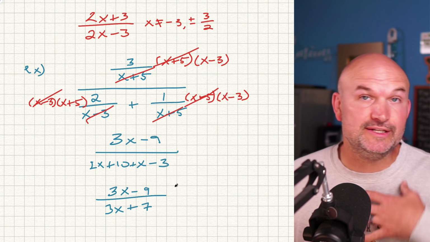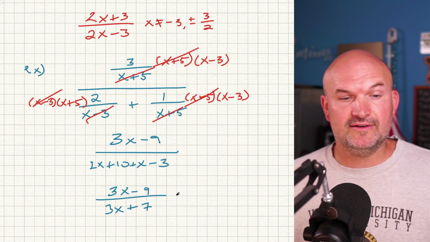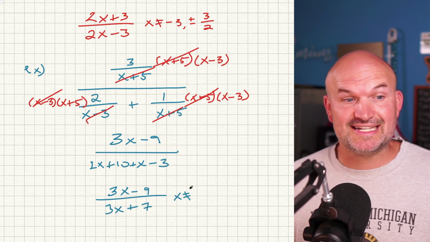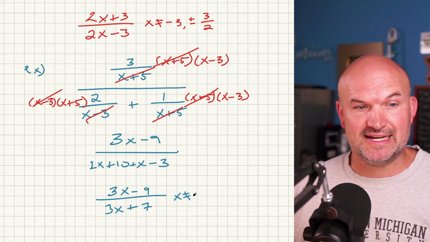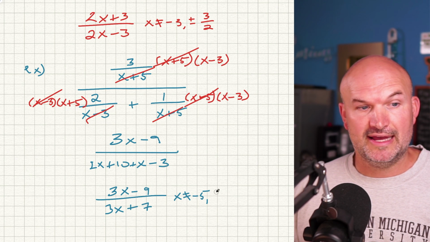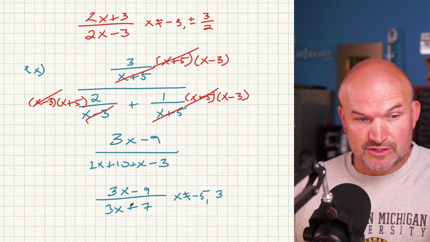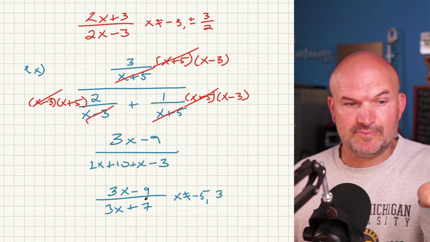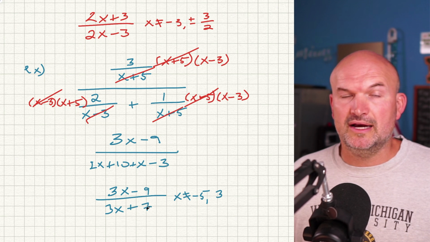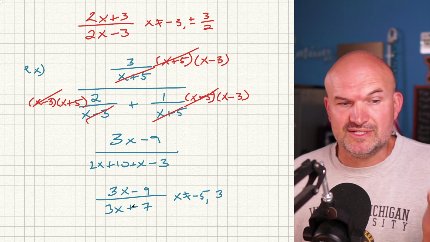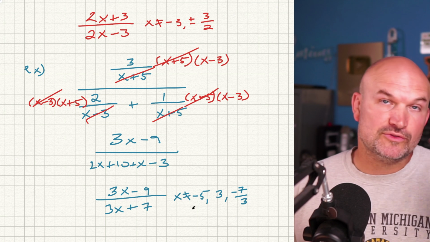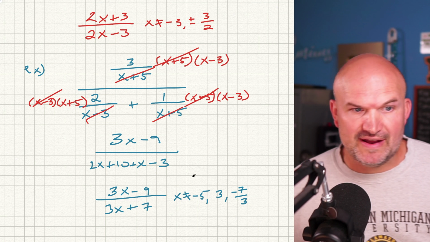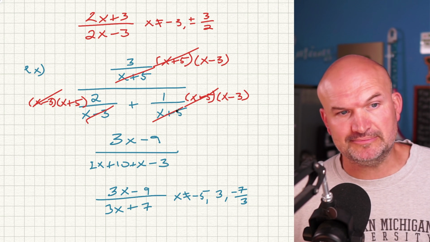Okay, now again, we need to go back to our restricted values. We know x cannot equal the values that originally make my denominator equal to 0. So x cannot equal negative 5, positive 3, and then also we have to look at this result. Take 3x plus 7, set it equal to 0, and solve for x. This value cannot equal 0, which is going to be negative 7/3. So those are going to be your restricted values. We want to make sure you do them.